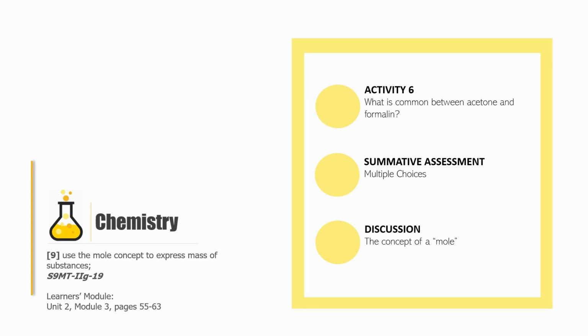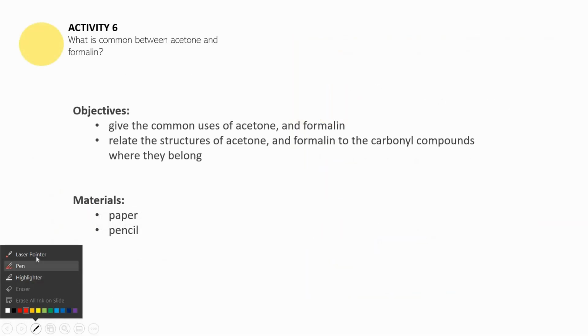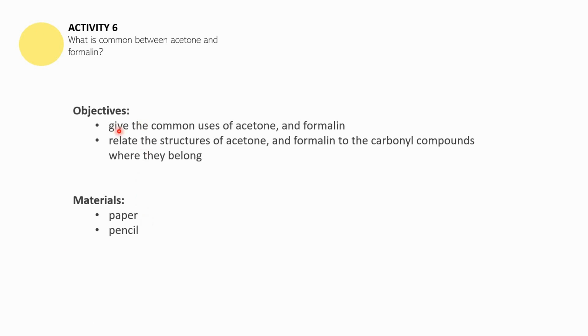And so, for the first part, activity number 6, what is common between acetone and formalin? We will be trying to achieve the following objectives in this activity. First is give the common uses of acetone and formalin. Acetone is a ketone, formalin is formaldehyde, an aldehyde. And then relate the structures of acetone and formalin to the carbonyl compounds where they belong. The materials you will be needing are paper and pencil. I'll be providing you the other materials that you may need in doing this activity.